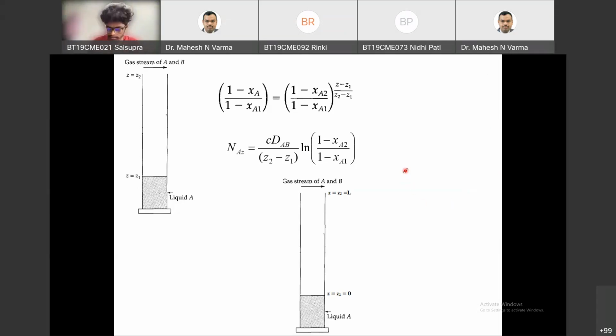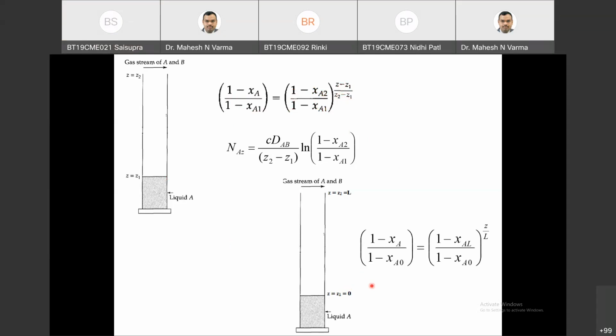Yes, sir. The concentration profile is (1 minus XA) divided by (1 minus XA0). So instead of 1, it will be replaced by 0. And here 1 minus XA2, instead of XA2 it will be XAL, divided by 1 minus XA0. And this Z1 is 0, so it will be Z divided by L. So this is what the concentration profile will be.